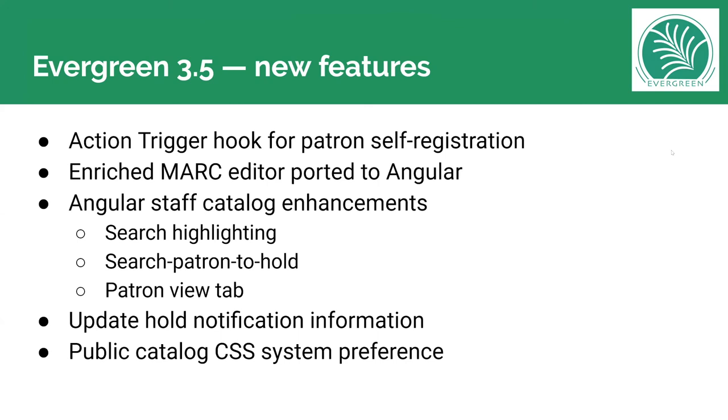So we'll start with a bullet here, and then we'll look at some screen caps of these afterwards. An action trigger hook for patron self-registration. So we have the interface in Evergreen where you can see the pending patrons who have registered via the online form. Now it's possible to set up notifications so that staff can be notified of these, and so that it's not necessarily required that they go check this interface.